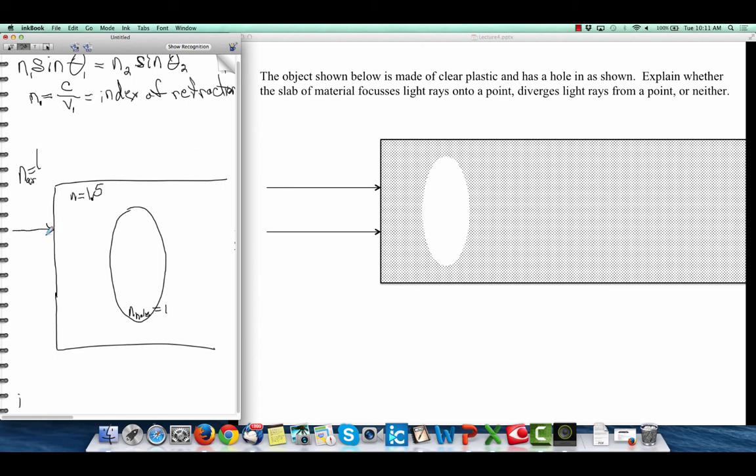What happens to that ray that hits this flat interface? Ben? It's so up or down. If I'm going to think about that ray hitting that flat interface, the first thing I'm going to do is draw a perpendicular line.